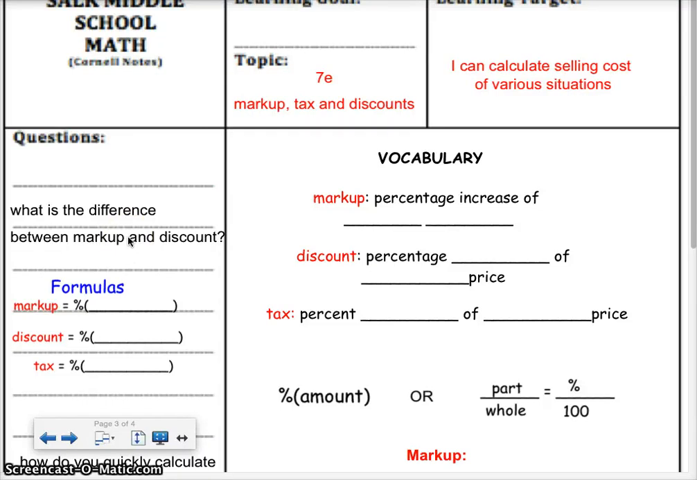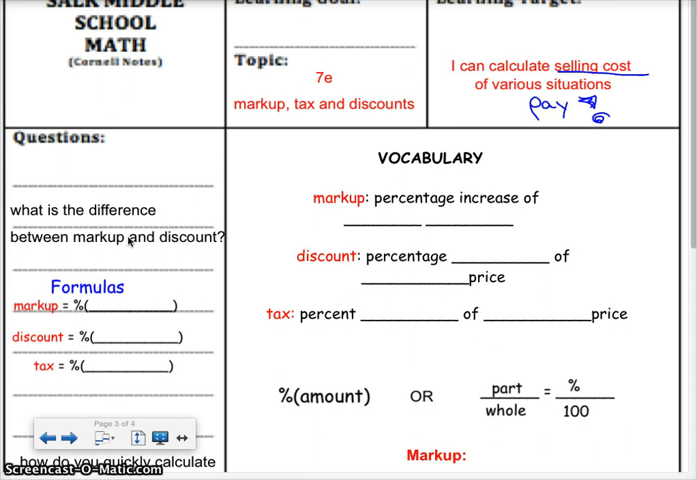Moving into our consumer math lesson. Your learning target: you can calculate selling costs of various situations. Selling costs, you want to know what else? This is also known as what you as a consumer will pay for something. So you need some consumer vocabulary.